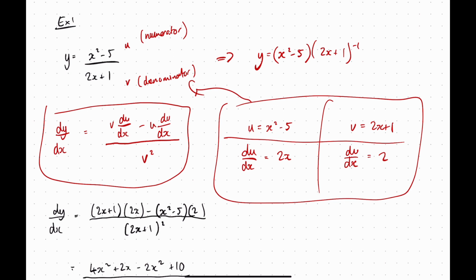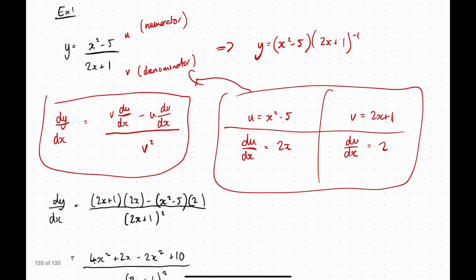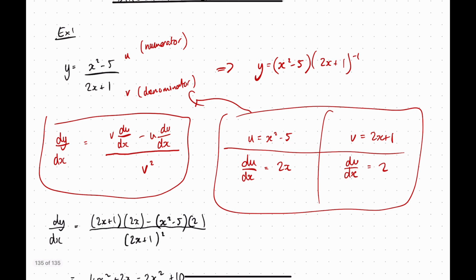I feel, unless you've got any questions, anyone have got any questions? Why don't I do that? Yeah. You can, and do product rule. Question V is just the denominator. So v isn't 2x plus 1 to the power minus 1. V is just 2x plus 1. It's what's on the bottom. Okay?